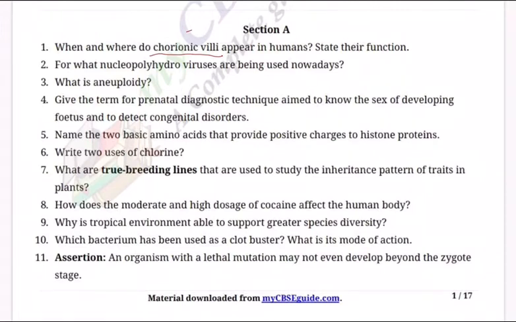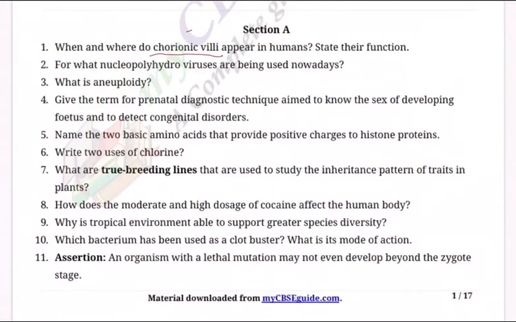Question 4. Give the term for the prenatal diagnostic technique aimed to know the sex of the developing fetus and to detect congenital disorders. Question 5. Name the 2 basic amino acids that provide positive charges to histone proteins. Question 6. Write 2 uses of chlorine.